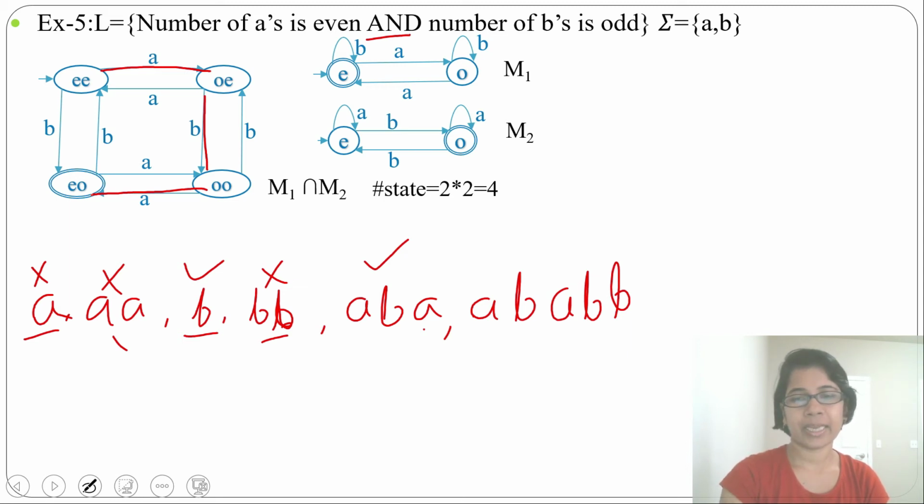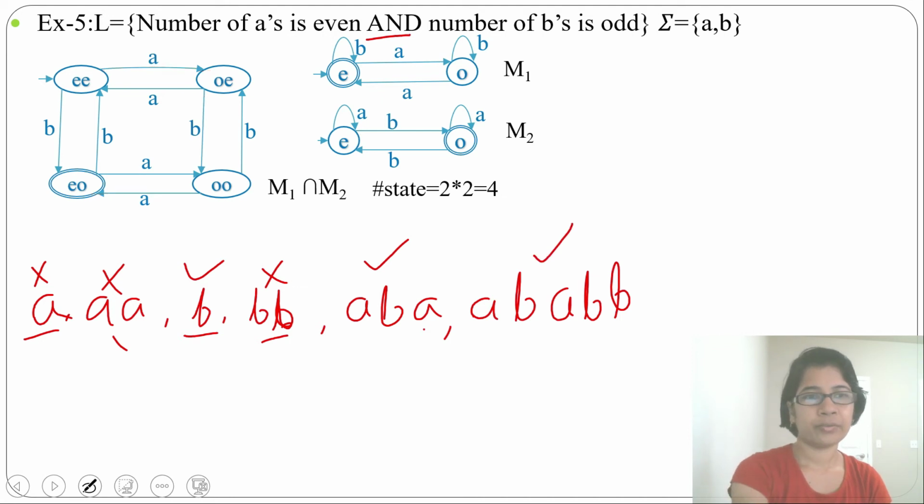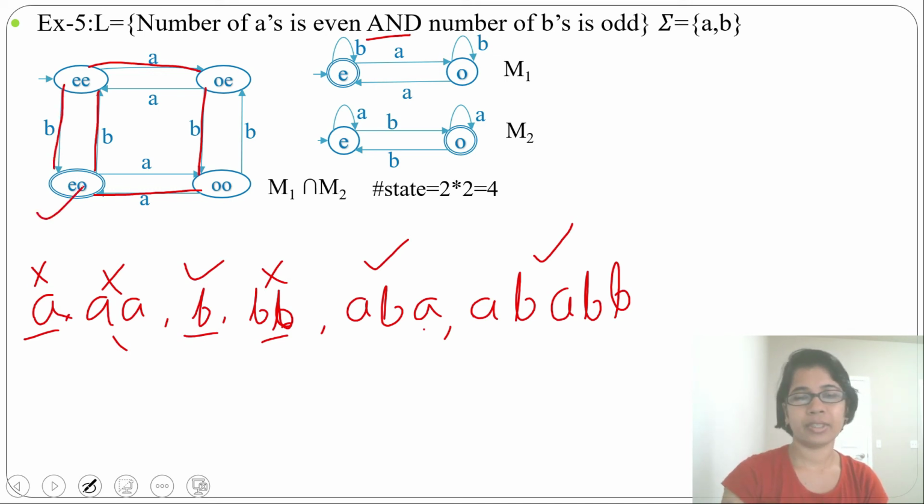Now let's check ABABB. Here the number of A is 2, 2 is even. Number of B is 3, 3 is odd. So this should accept. Now just check. From even even, by A it goes to odd even. Then by B it comes to odd odd. Then by A it goes to even odd. Then by B it goes to even even. Then by B it comes to even odd, and this is the final state, so this accepts.